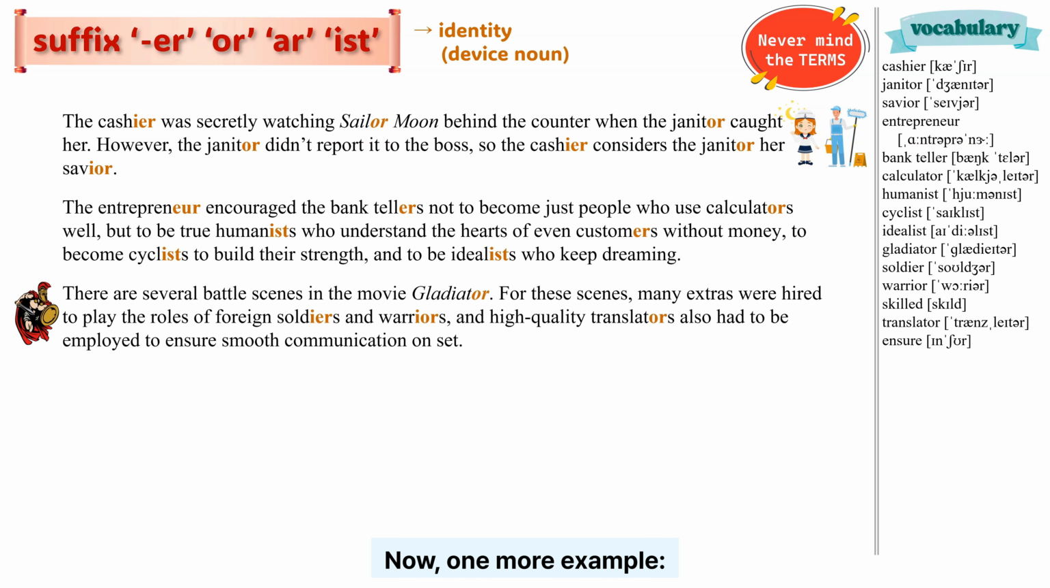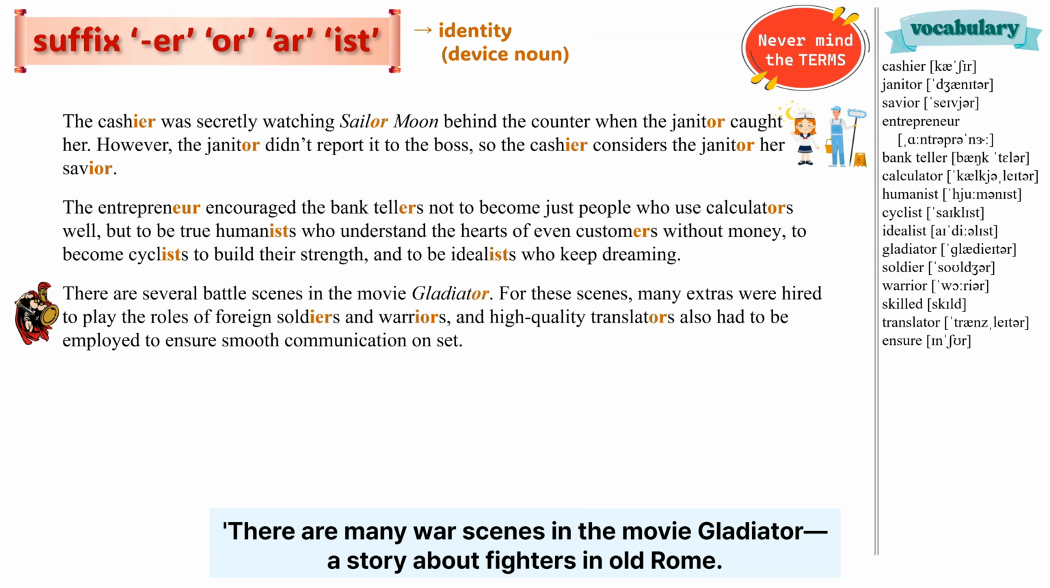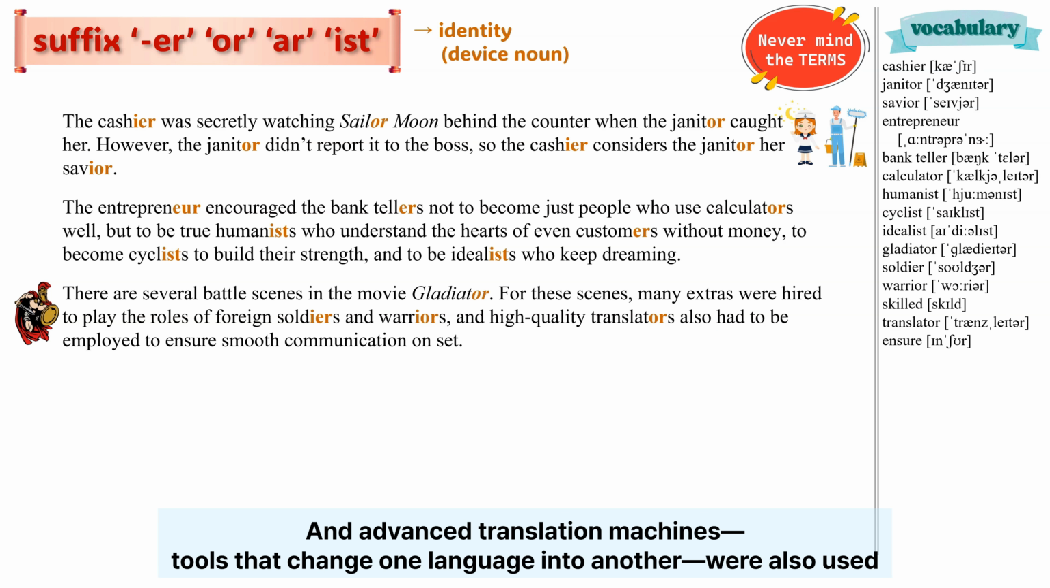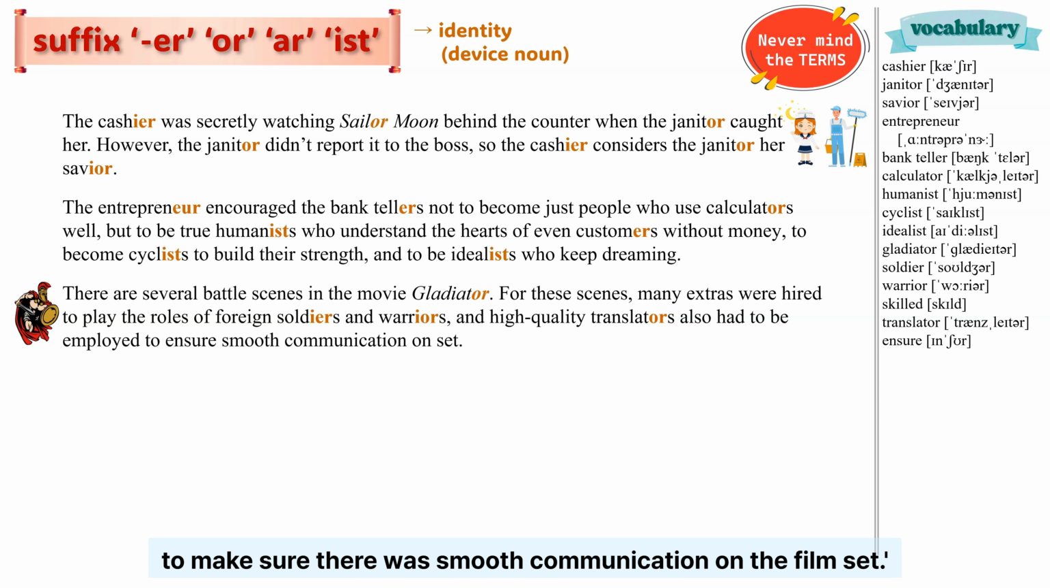Now, one more example. There are many war scenes in the movie Gladiator, a story about fighters in old Rome. For these scenes, many extras were hired to act as outside soldiers and warriors, and advanced translation machines, tools that change one language into another, were also used to make sure there was smooth communication on the film set. In this sentence, employ means to use, not to hire. Of course, this is not easy yet, but you have the potential.